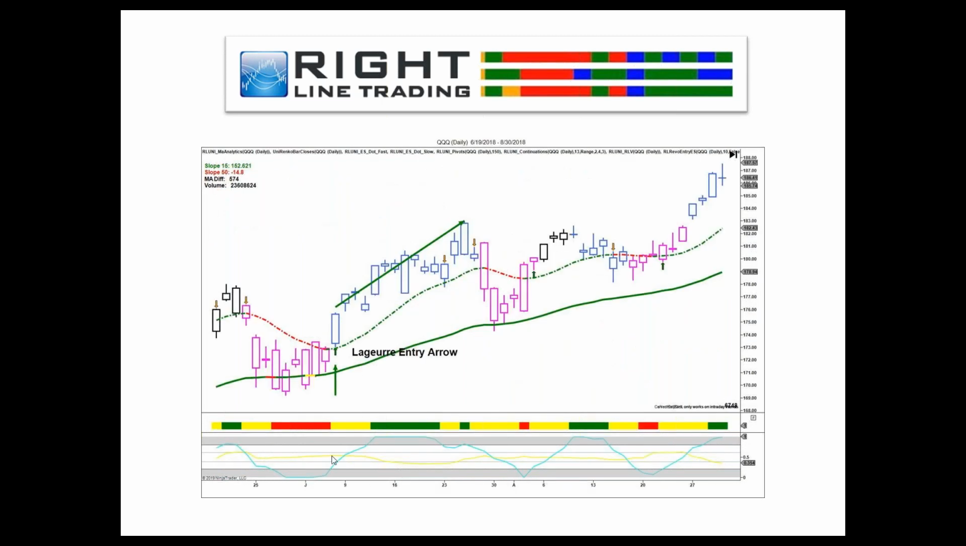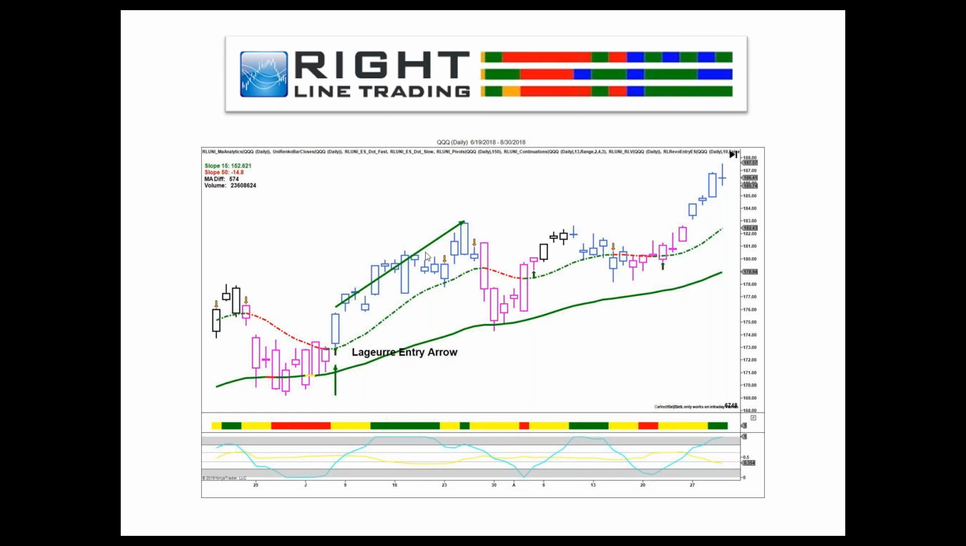Same thing here. There's the long arrow. Momentum on the Laguerre has shifted long. Then it locks long. We continue to trade this instrument up. You could exit on the down arrow or a break of support.